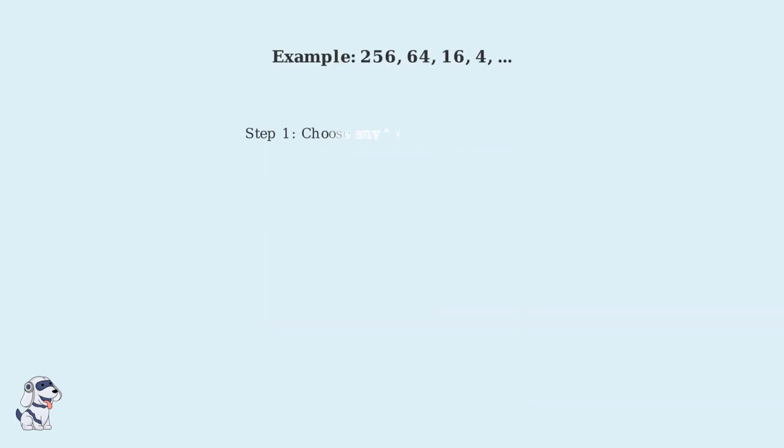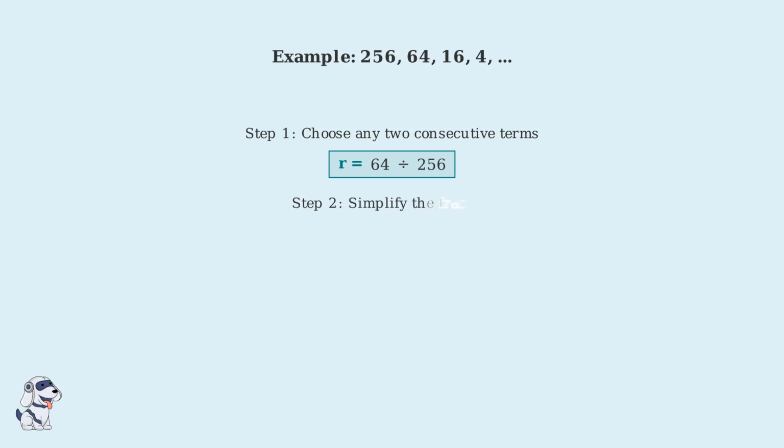Let's work through this step by step. First, we choose any two consecutive terms. Here we'll use 64 and 256. Next, we simplify the fraction. 64 divided by 256 equals 1 divided by 4, or 1/4.